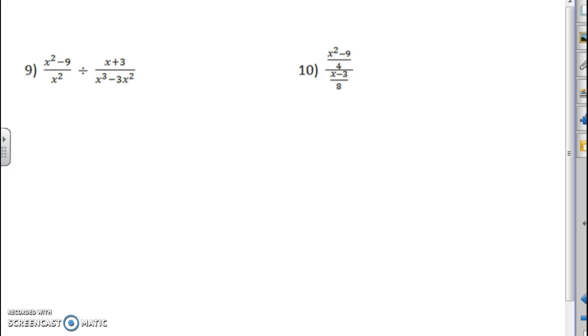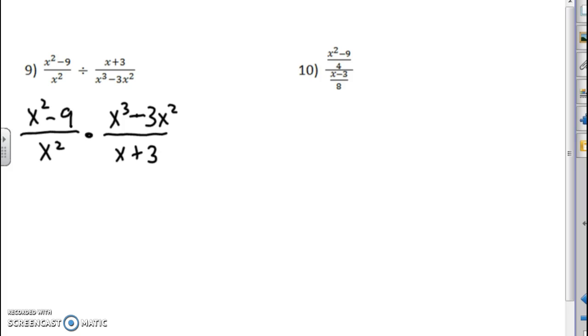When it comes to these, much like when we were doing the other ones with multiplication, you still have to factor these. So let's go ahead and rewrite it first with multiplication. So we have this. We're going to move our x to the 3rd minus 3x squared to the numerator. And then we can factor that. So this is going to be x plus 3, x minus 3 over x squared. I'm going to go ahead and write this as x times x, just so that we can see how that factors out.